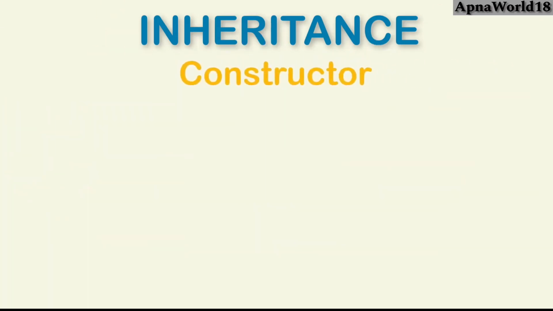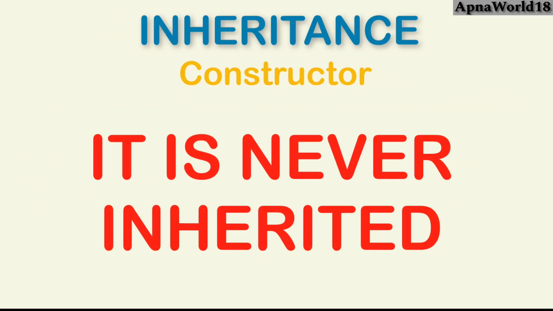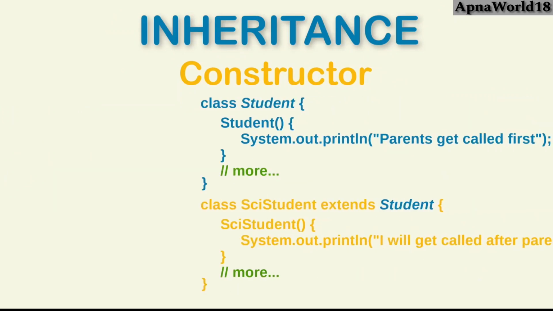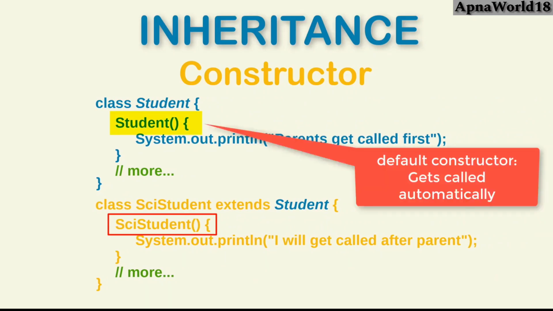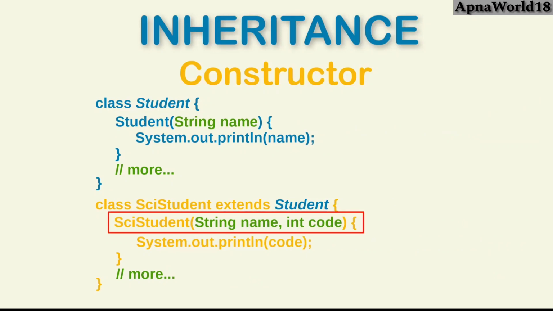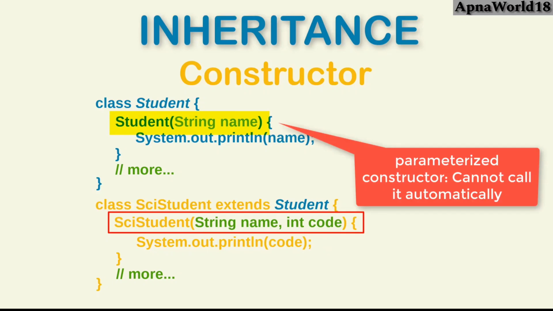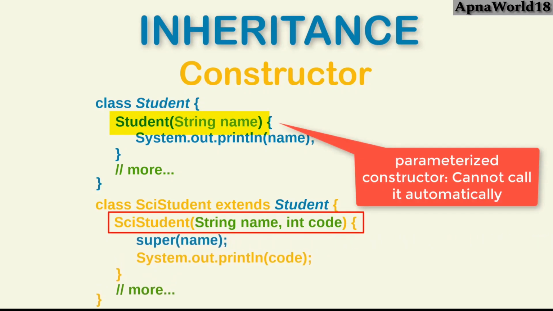Now some key points about the constructor. It is never inherited. When a subclass constructor is called, it will automatically call the default constructor of the superclass first. But if you have any parameterized constructor, it has no way of automatically calling it. So you have to make sure it is the first call in the derived class constructor by calling it using the keyword super. An important point to note is that it should be the first statement in the subclass constructor.